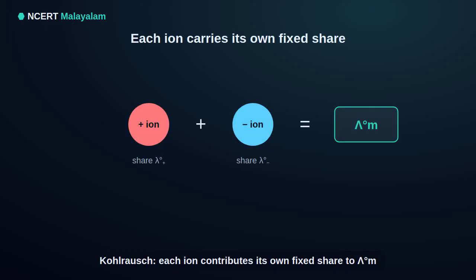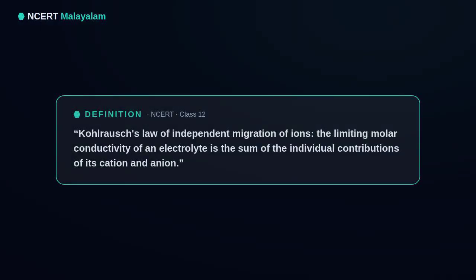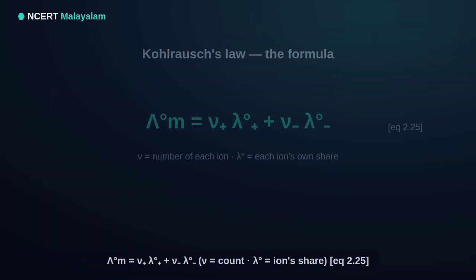Now a beautiful idea. Kohlrausch, a scientist, noticed that in the limiting molar conductivity each ion gives its own fixed share. That share belongs to the ion alone, and does not change whatever its partner ion is. Kohlrausch's law of independent migration of ions states that the limiting molar conductivity of an electrolyte is the sum of the individual contributions of its cation and anion. In the equation, the number of positive ions times each one's share, plus the number of negative ions times their share.